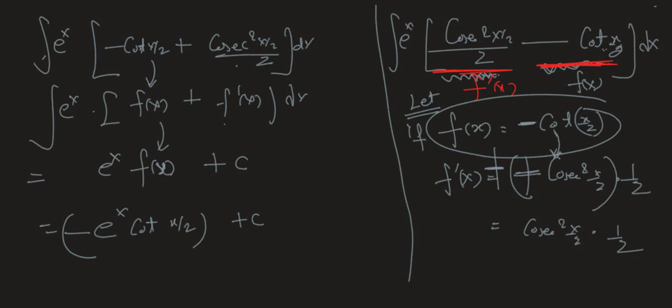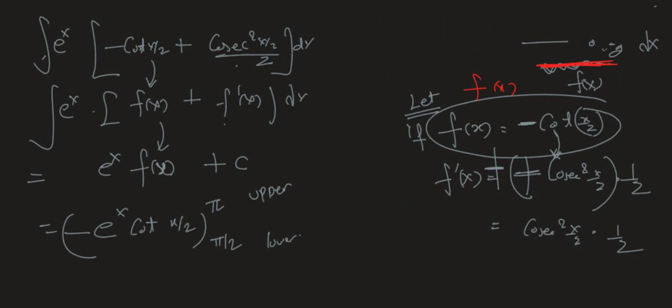But if you see in the question, there were limits. Right? So c is not needed. If limits are given, then we don't use c. And in the end, after integration, I'm going to put in the limits. What were the limits? Pi by 2 to pi. So this is the upper and this is the lower.